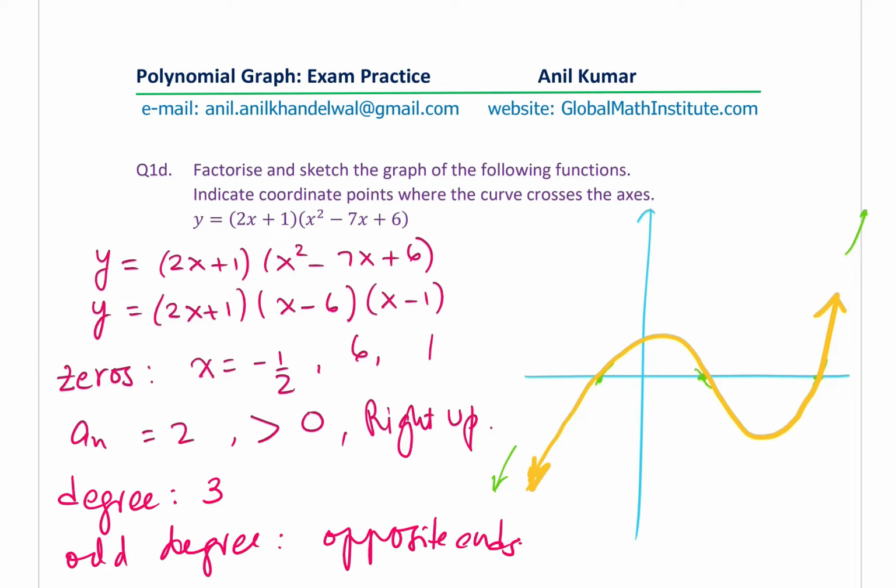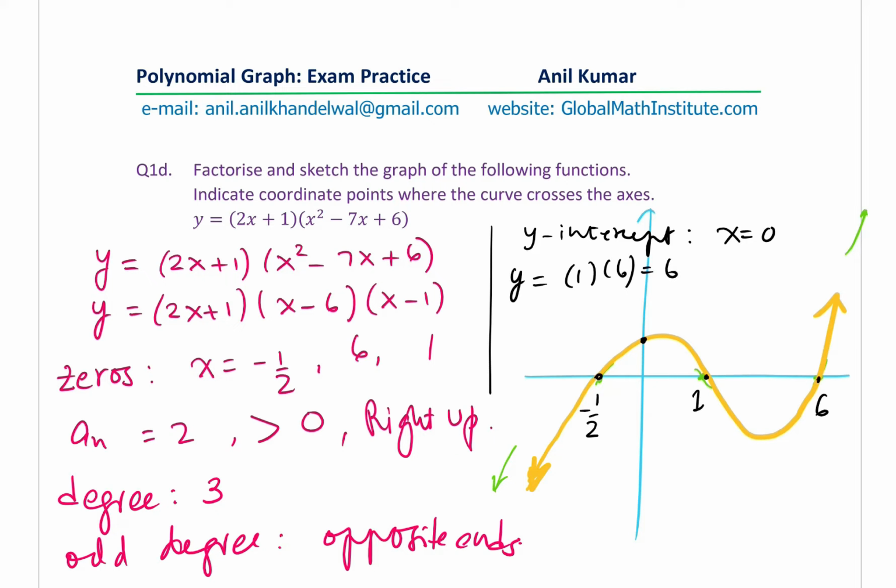So we can write down the points. This is minus half, the first x-intercept, 1 is the next one, and then 6 is the third one. The y-intercept has not been calculated yet, so let's calculate the y-intercept. Y-intercept means x equals 0. So the value of y, when we put x equals 0, we get 1 times 6, which is 6. So this point here is 6. Clear? So we get the y-intercept as 6, and that is your graph.